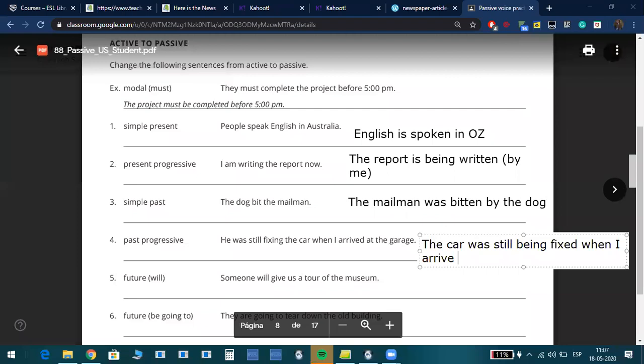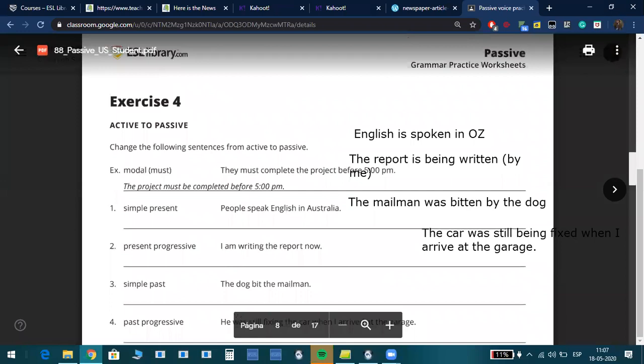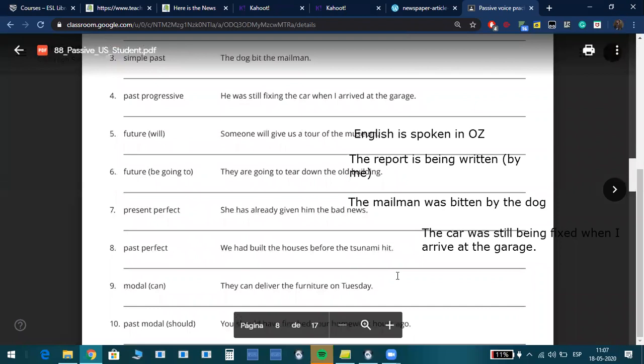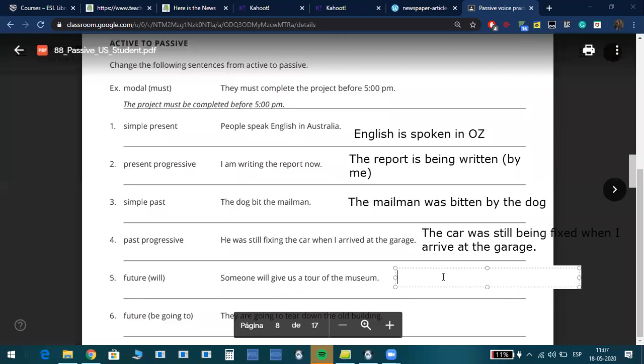Yeah, it's good. And to finish, oh my god, wondering why is it not moving? Is that the one? I know we have more. All right, let's see. Someone gives us a tour at the museum. Object? What did they give us? A tour of the museum. This is future will. Will be given to us. By someone who don't know. A tour of the museum will be given to us. And if I have to change now.